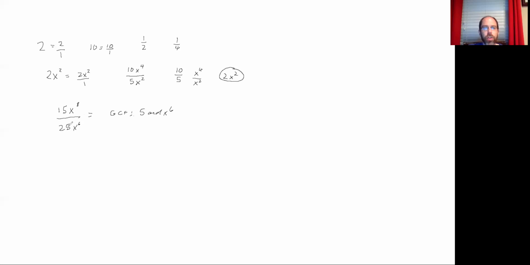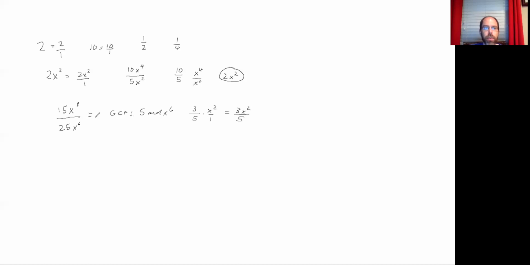So if I divide both of these numbers by 5, 15 divided by 5 is 3, and 25 divided by 5 is going to be 5. X to the 8th divided by x to the 6th, well, 8 minus 6 is going to be x squared, and x to the 6th power divided by x to the 6th power is, of course, just 1. So when I multiply these together, 3 times x squared is 3x squared, and 5 times 1 is just going to be 5.